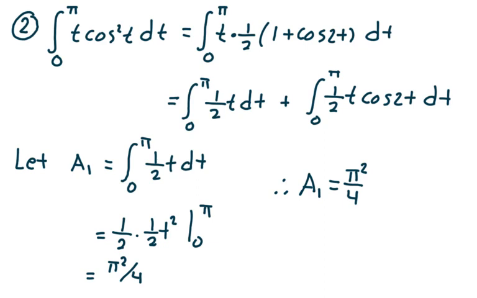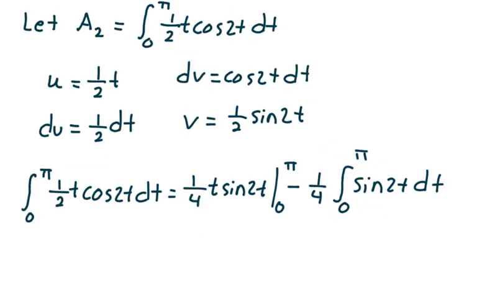Okay? Now, let a sub 1 equal the first integral. So in other words, let a sub 1 equal the integral from 0 to pi of 1/2 t dt. So this is 1/2 times 1/2 t squared evaluated from 0 to pi. So it looks like a1 is pi squared divided by 4. Let a2 equal the integral from 0 to pi of 1/2 t cosine 2t dt.